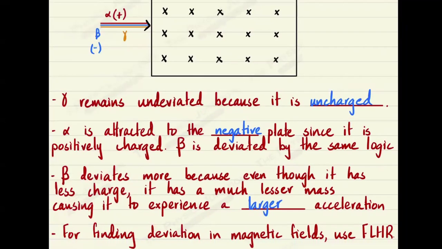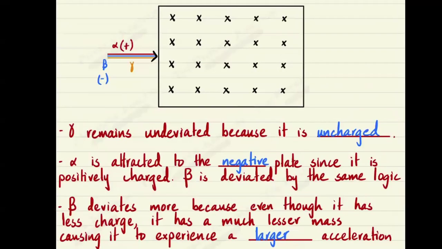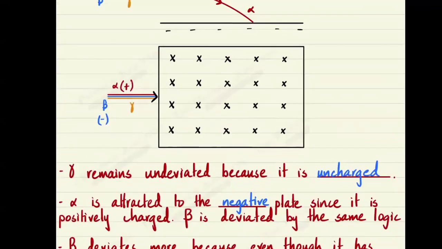For finding deviation in magnetic fields, we use Fleming's left-hand rule here. All right. And for this, there are a couple of things that we need to keep in mind. First of all, when we're talking about Fleming's left-hand rule, always remember that the second finger, the middle finger, basically shows the direction of conventional current. So first, let's just get gamma out of the way because it's going to be undeviated anyway.